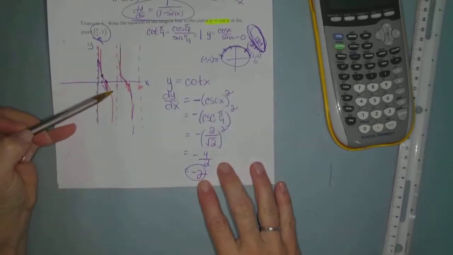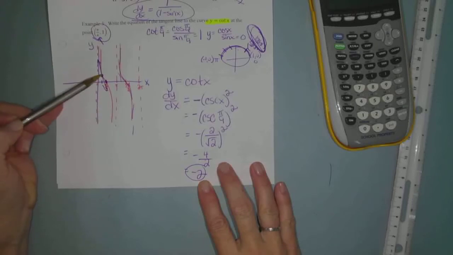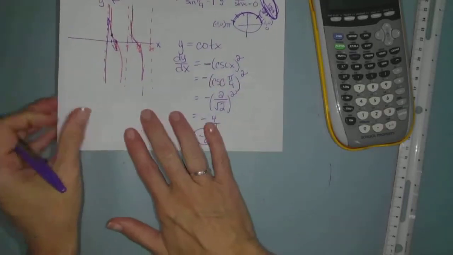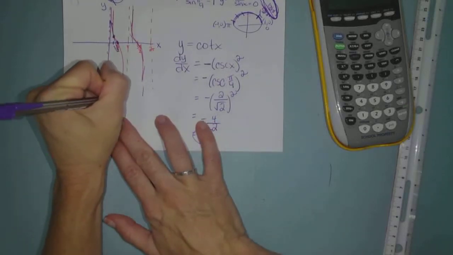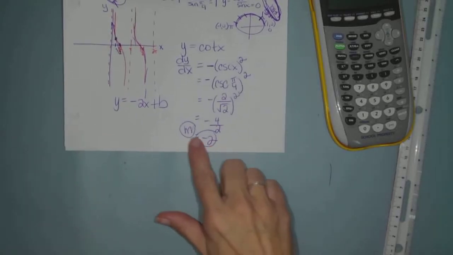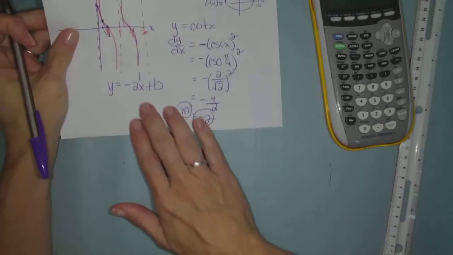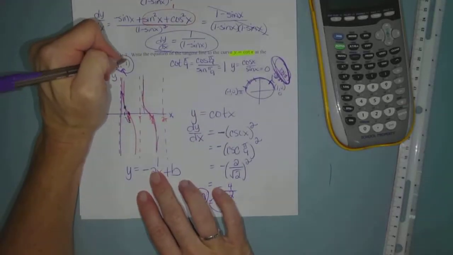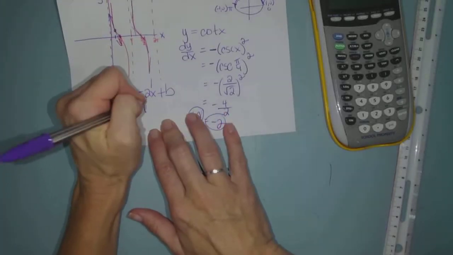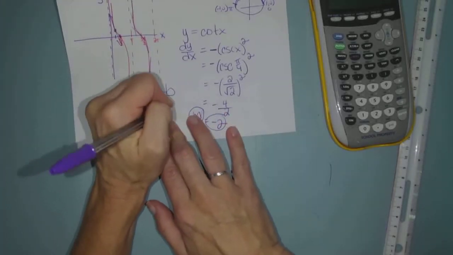So the slope of this tangent line right here that I drew at pi over 4, 1, is negative 2. So now I come over and write the equation mx plus b. Remember, this is m, so negative 2x plus b. And now I just filter in my point, x, y. So y is 1, and x is pi over 4.